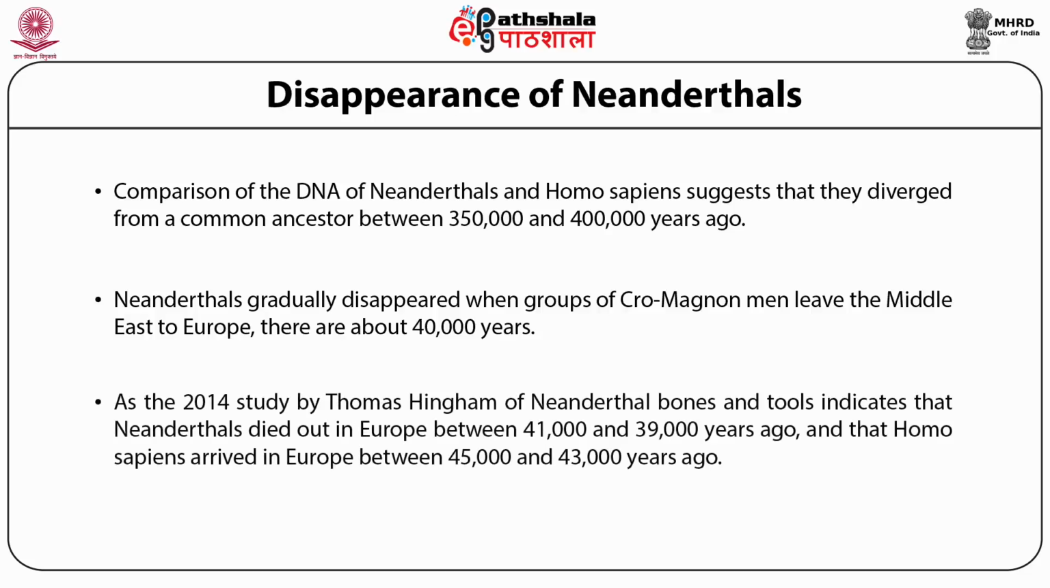As the 2014 study by Thomas Higham of Neanderthal bone and tools indicates, Neanderthal died out in Europe between 41,000 and 39,000 years ago, and Homo sapiens arrived in Europe between 45,000 and 43,000 years ago. It is now apparent that the two different human populations shared Europe for as long as 5,000 years. The exact nature of biological and cultural interaction between Neanderthal and other human groups has been contested.